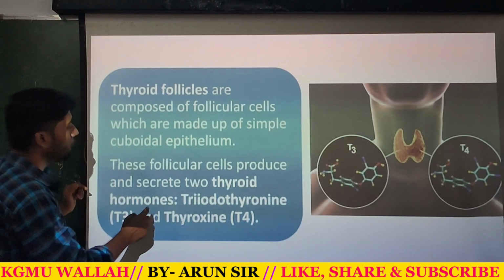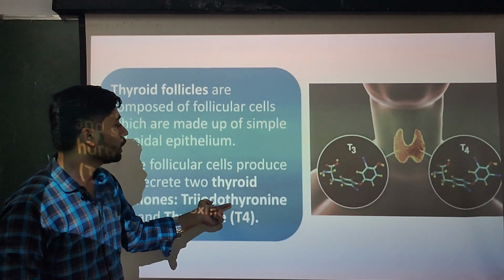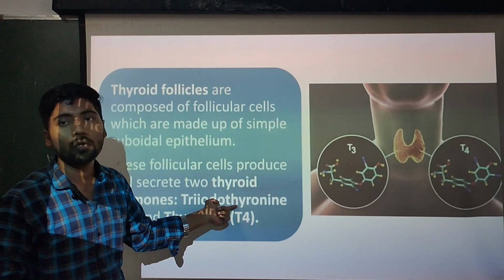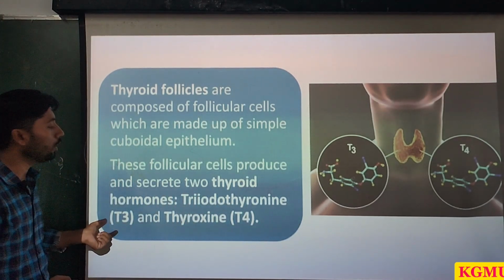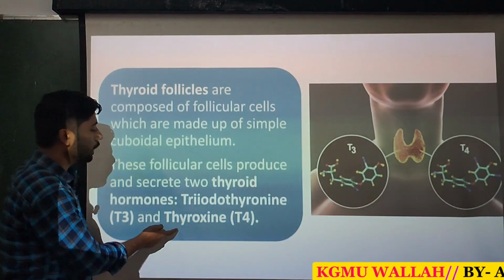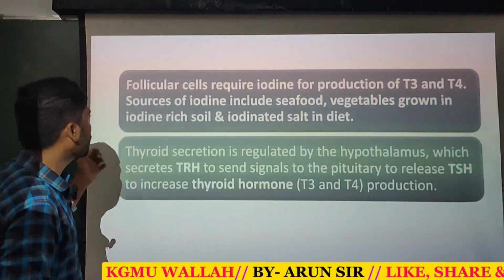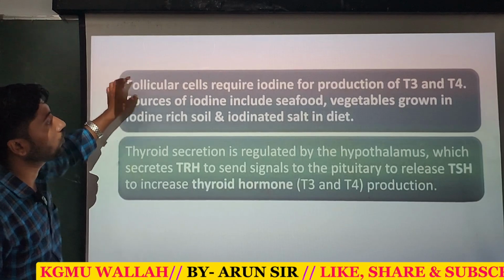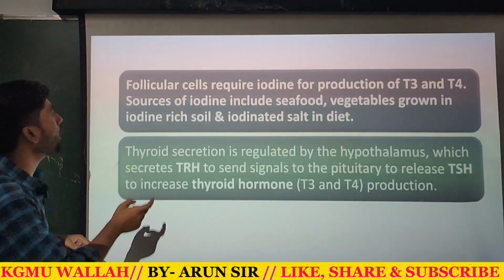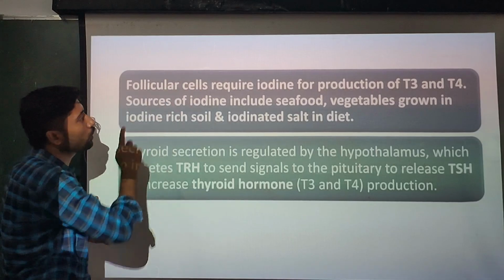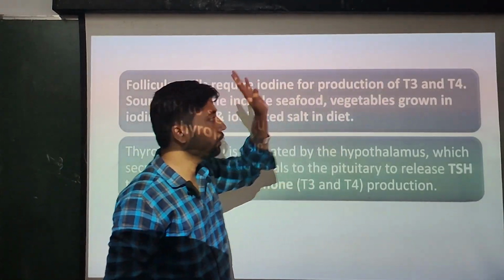So the full form of T3 is triiodothyronine, and the full form of T4 is thyroxine. Okay, thyroxine. Next, the follicular cells require iodine for the production of T3 and T4. It is very important for the follicular cells to have iodine for the production of T3 and T4.